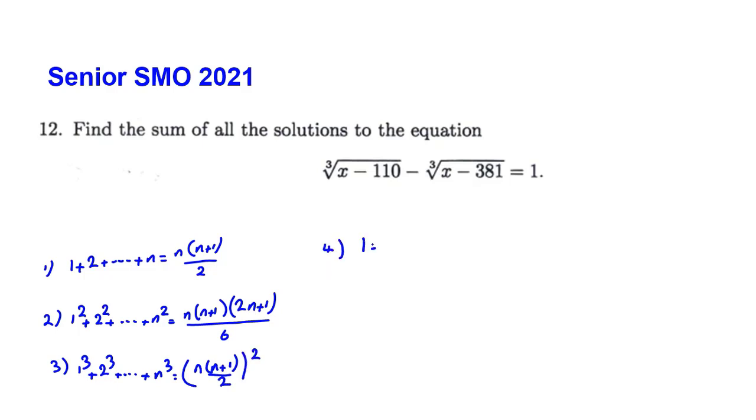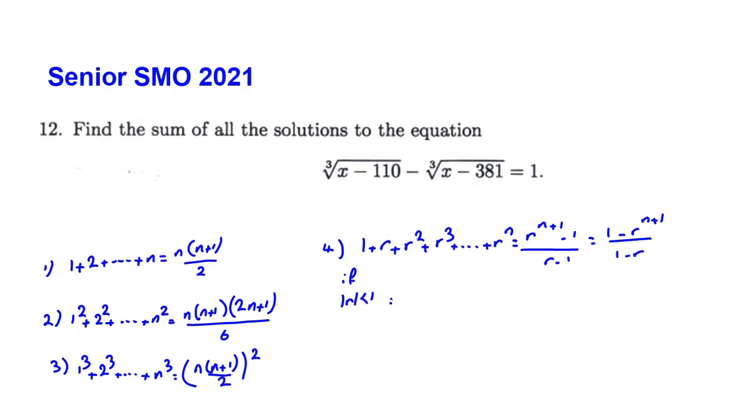Fourth identity is 1 plus r plus r squared plus r cubed up to r to the n equals r to the n plus 1 minus 1 over r minus 1, or you can negate both numerator and denominator. If r is less than 1, then 1 plus r plus r squared up to infinity equals 1 over 1 minus r. As homework, this has two approaches for reaching it. Next one is r plus 2r squared plus 3r cubed up to infinity. What is it, if the absolute value of r is less than 1?